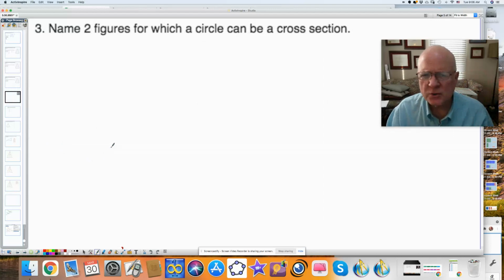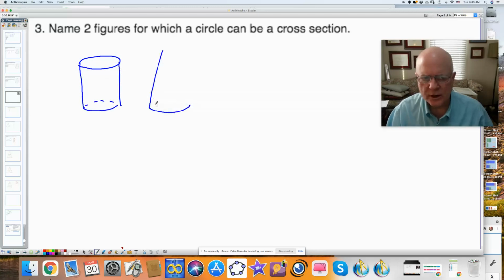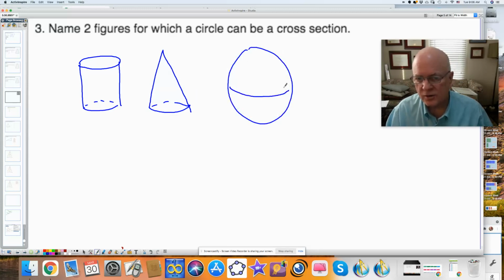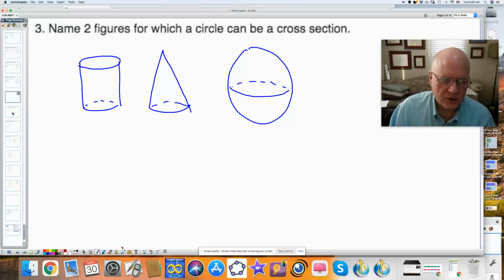Two figures for which a circle can be a cross-section. Don't be bashful when you think about this. I want you to use your brain and seriously come up with it. One of them would be this figure. Do you remember what this is called? This is a cylinder. When I cut it, a circle would be a cross-section. This would be a cone. And of course, a sphere would also give me a cross-section of a circle if I were to slice it anywhere across.